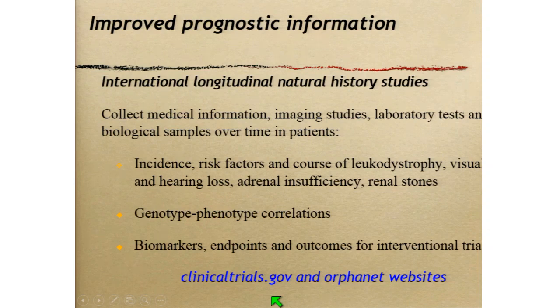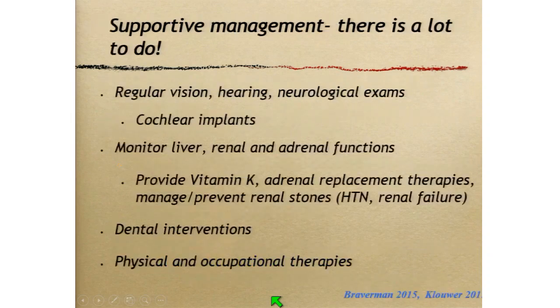I'm just being a little funny, but he's not going to ask me that, but I would have no risk factors that would predict it right now. So these are the things that we need to collect from the natural histories, make additional genotype-phenotype correlations, and then come out with biomarkers and accurate endpoints for interventional trials.